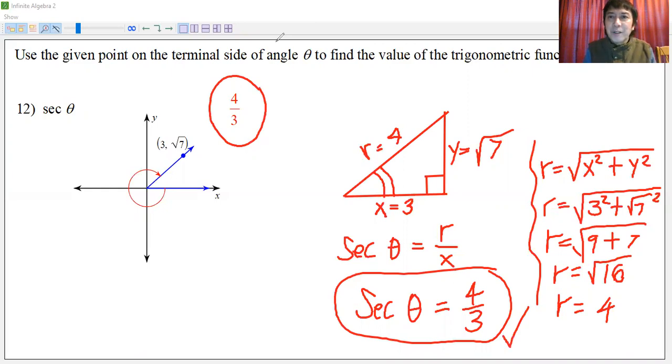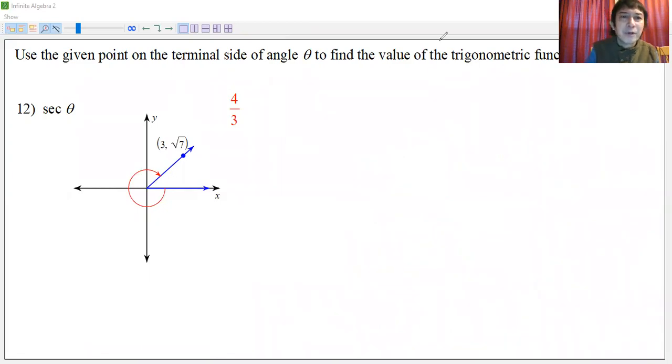Number 13 now. Let's continue with number 13. I hope this is clear. Okay, number 13. Let me clear the screen.